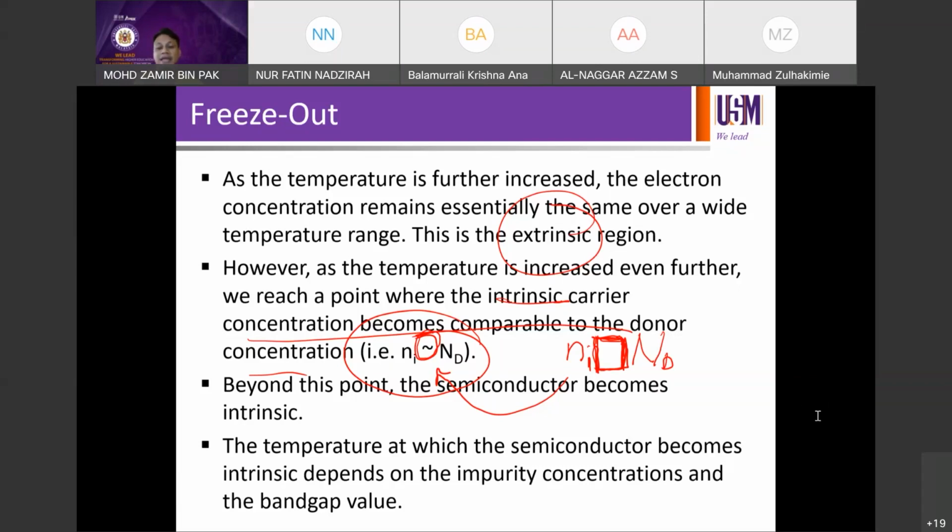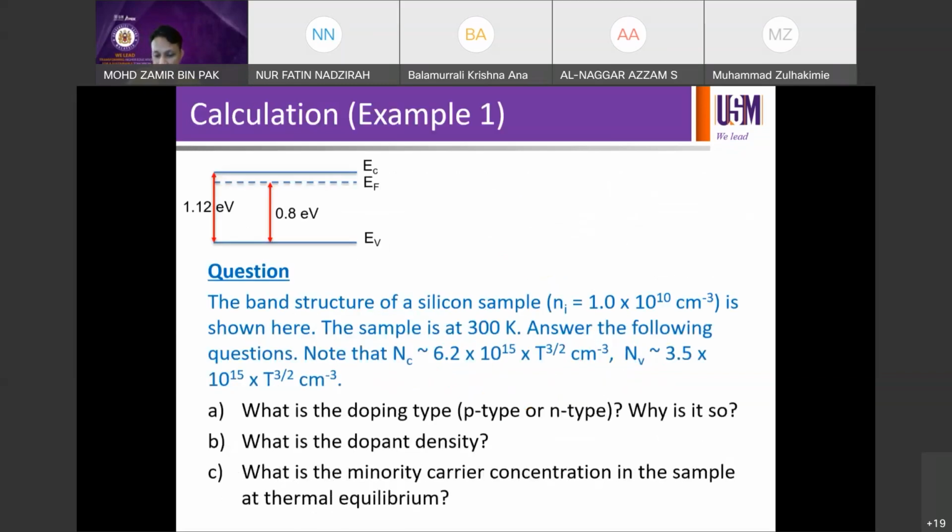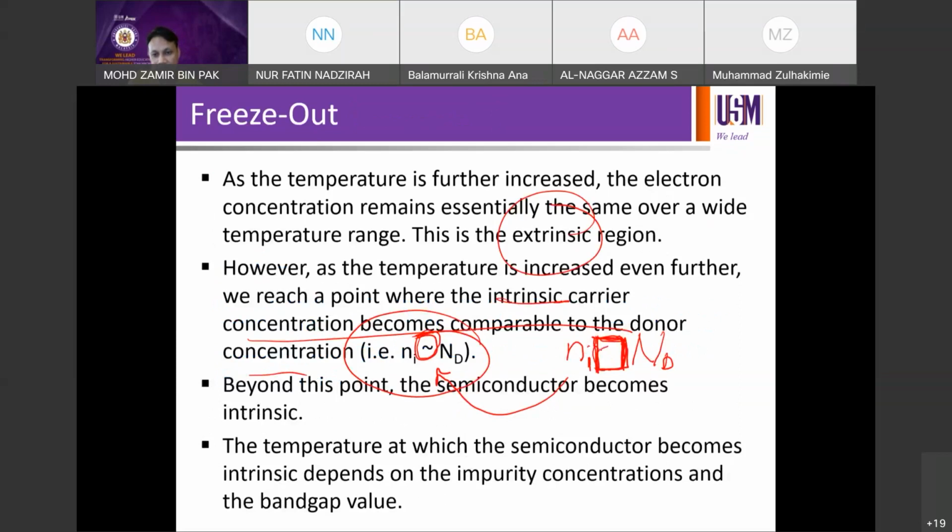So for it to be extrinsic, remember we approximate Ni as the intrinsic carrier concentration, so that's why the subscript i is very, very important. Ni shows your intrinsic carrier concentration in intrinsic condition, in silicon about 10 to the 10, right? So if you're talking about extrinsic, your Ni has to be less than, at least. Or you can also say way less than. You can either say less than or much less than. It can be done as well.